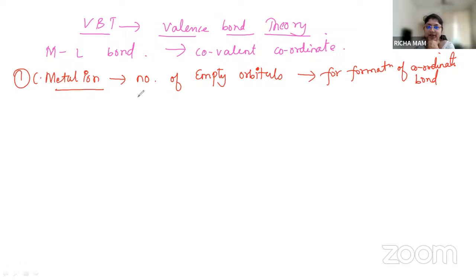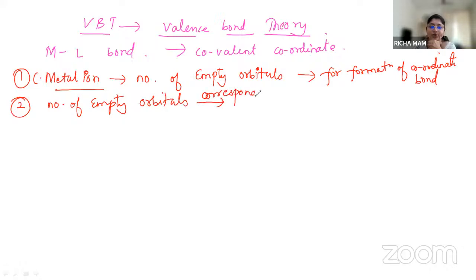So the central metal ion is providing a number of empty orbitals so that it can form coordinate bonds. The number of empty orbitals provided corresponds to its coordination number.